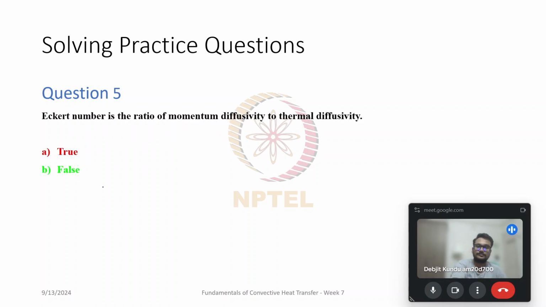Let's take a look at the solution. It's actually false. So we already know what the ratio of momentum diffusivity to thermal diffusivity is, right? So it's basically the Prandtl number.